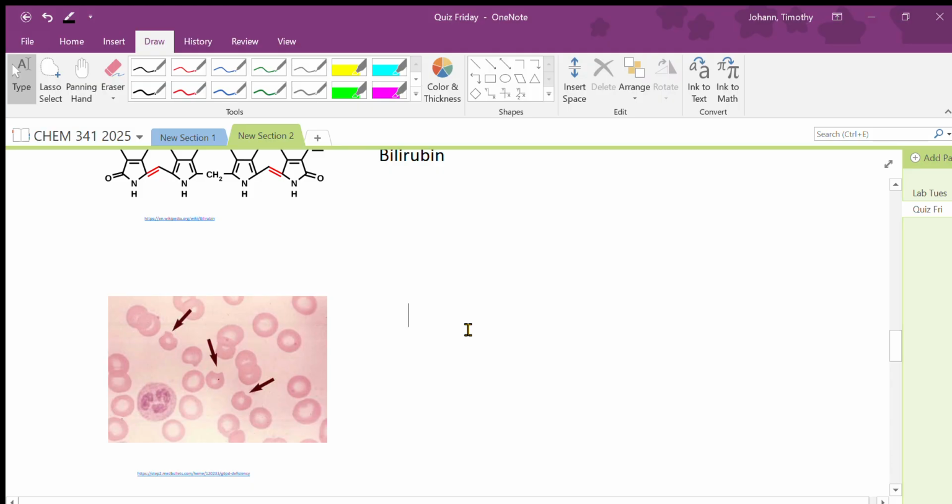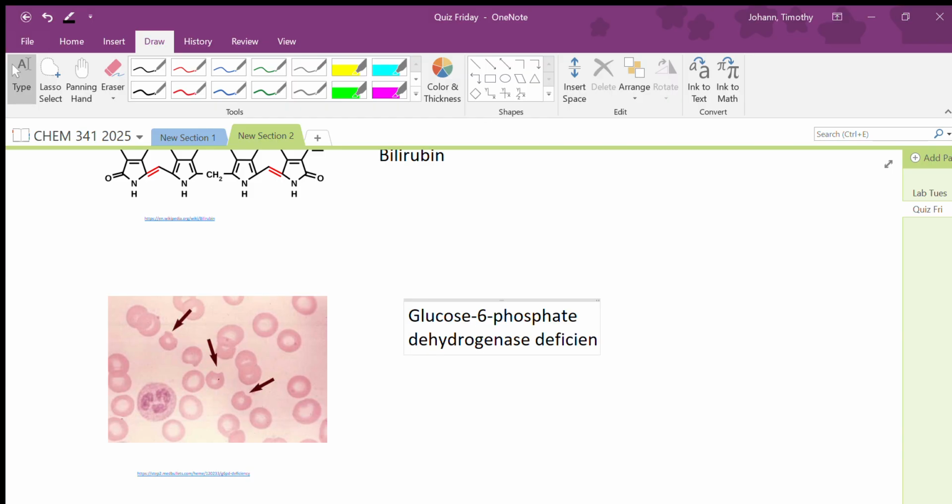All right. So you've got some different reasons why you might have the breakdown of hemoglobin. I want an example that involves oxidation and reduction. And there is a disease that is called glucose 6-phosphate dehydrogenase deficiency. Okay, this disease is interesting from all sorts of perspectives. It's the most common genetic disorder in the world.